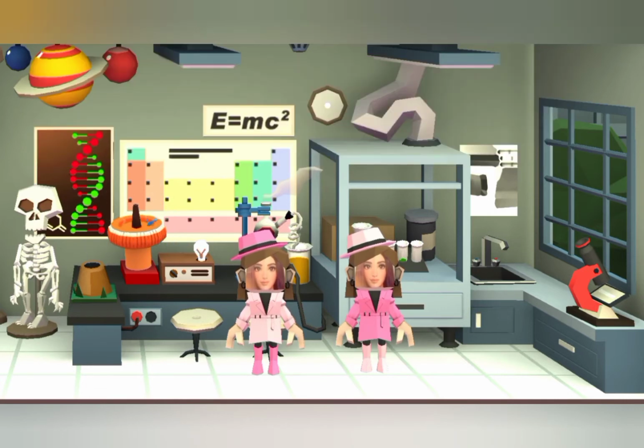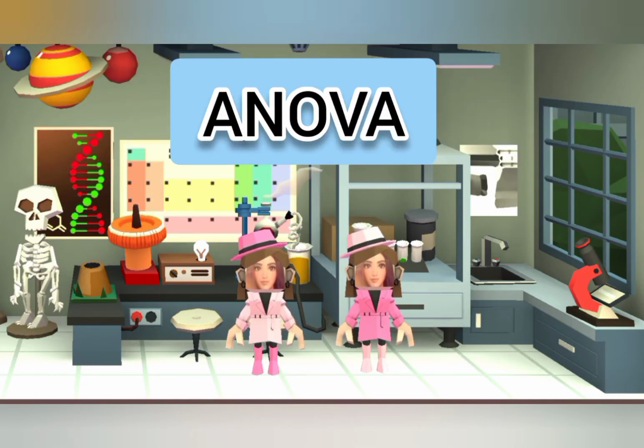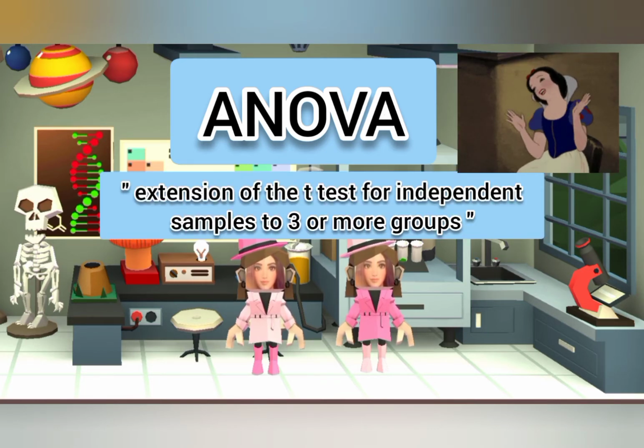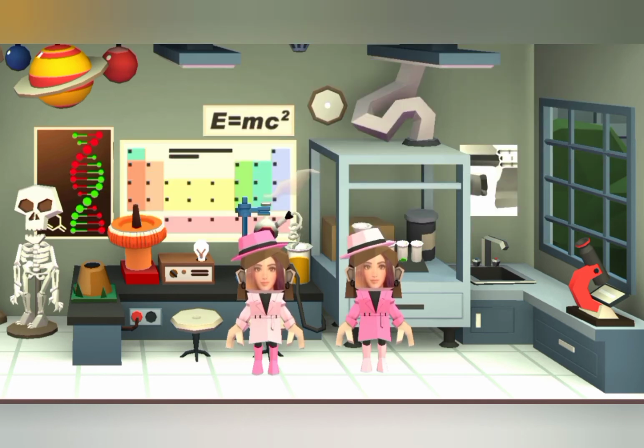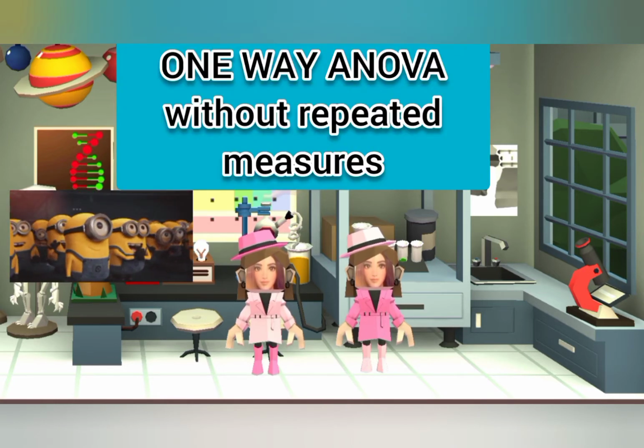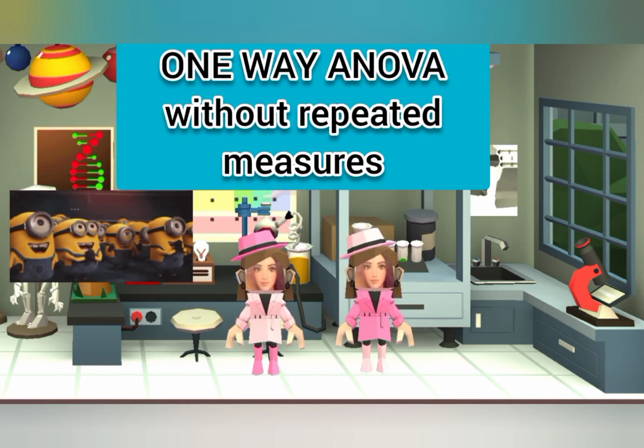So, ANOVA evaluates if there are statistically significant differences between means of 3 or more groups. It is considered an extension of t-tests for independent samples in case of 3 or more groups. Well, Sarah, now let's take a look at one-way ANOVA without repeated measures.